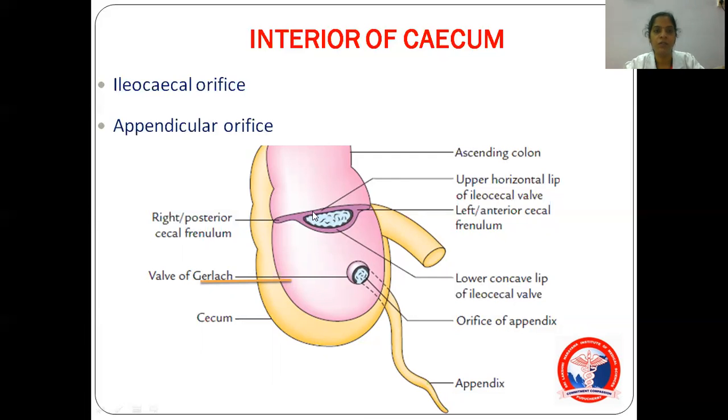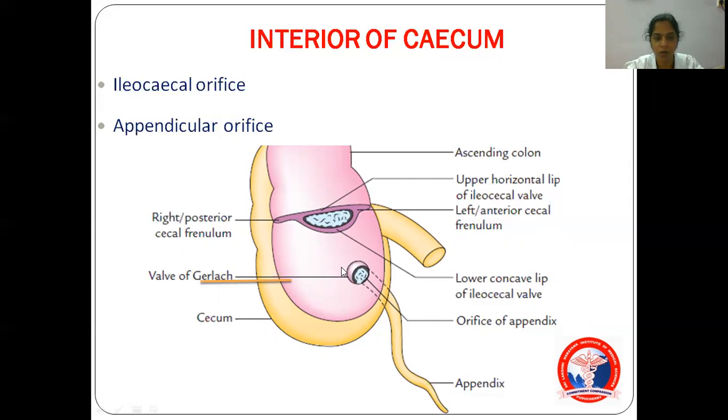Frenulum. So when you see the ileocecal orifice, it is transversely seen. It connects the ileum with the cecum. The upper fold will be transversely placed and the lower fold will be concave. The two folds join laterally, and that is named the frenulum. Okay, so this is about the ileocecal orifice.